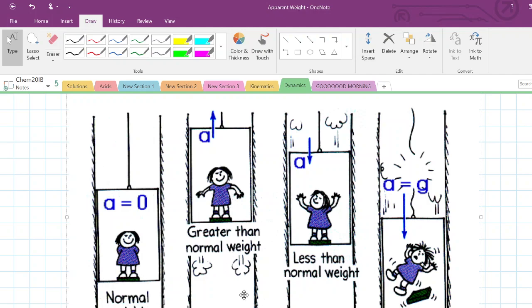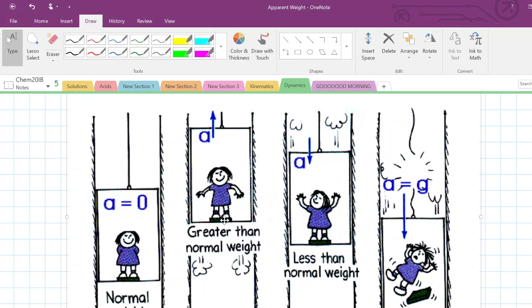If our elevator is moving upwards, it's accelerating in this upward direction. See the little motion lines down here? So the elevator is moving upwards, maybe it's getting going. It's accelerating in this upward direction. Well, this person's inertia is going to want to keep them where they're at, moving at a uniform rate. And so if the elevator starts to press up on their feet, because the elevator is accelerating in this upward direction, the scale is going to sense that they are getting heavier.